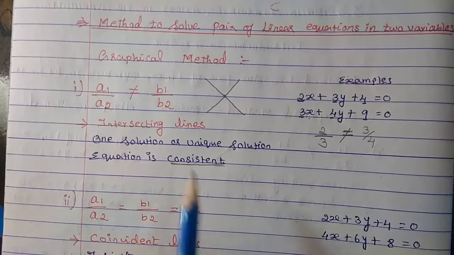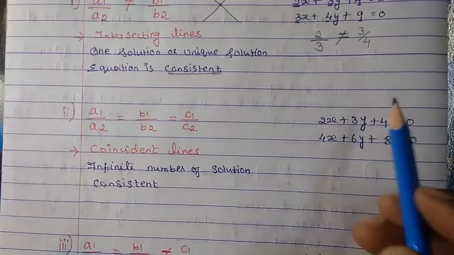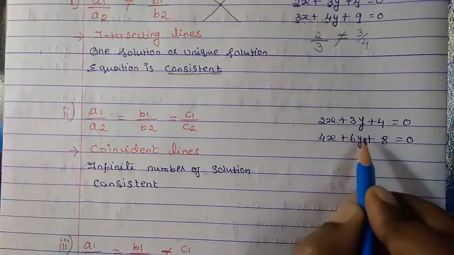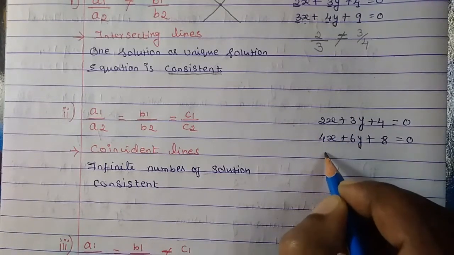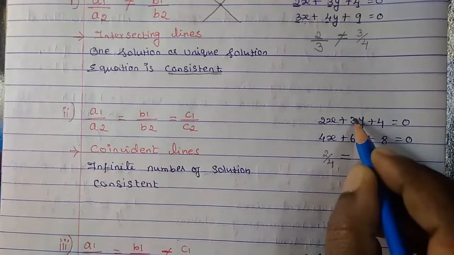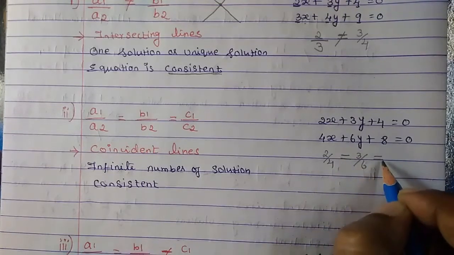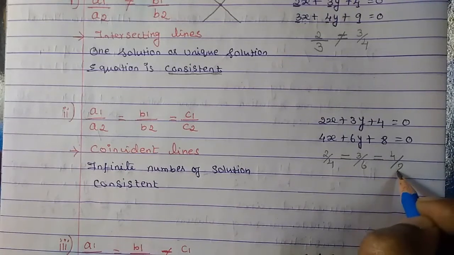Okay. So in the same way, you see now another condition. If you get the equations and then you compare and see. First you compare both. This is A1 upon A2, right? So 2 upon 4, equal sign you have to put because we are comparing, this is 3 upon 6, and this is 4 upon 8.